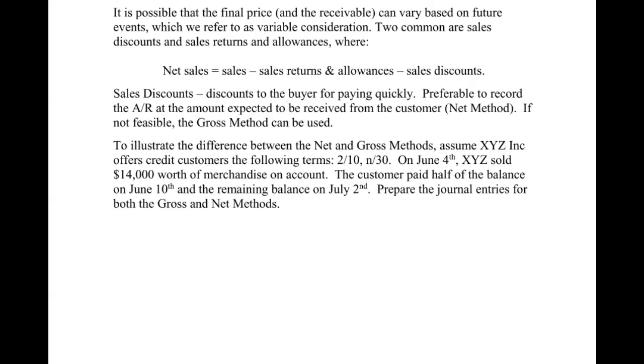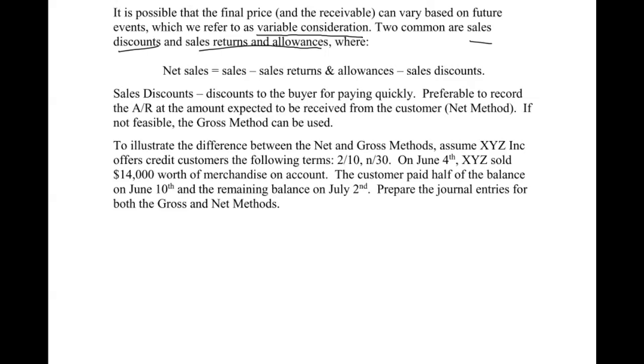All right, so this one we're getting into, in your book we'll refer to this as variable consideration. It's possible that the final price, and the receivable, can vary based on future events. That's what we mean by variable consideration. Two common ones are sales discounts, which is this video, and sales returns and allowances, which will be the next video. So I'm going to define and do an example of each.